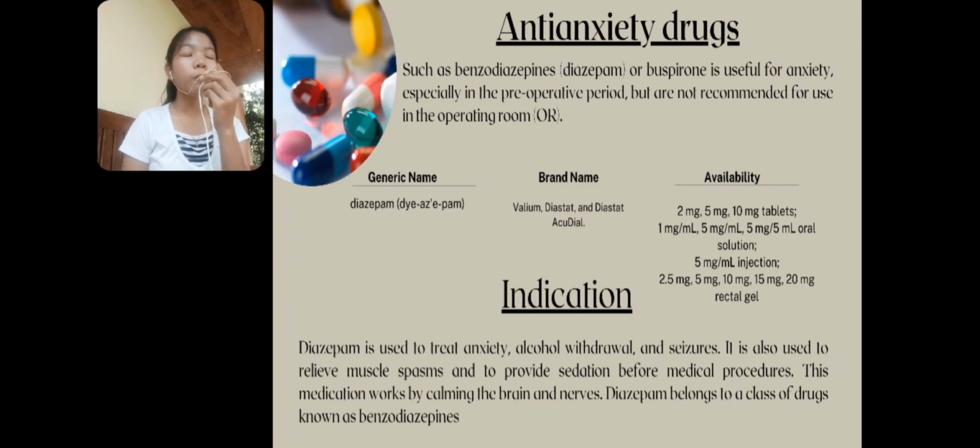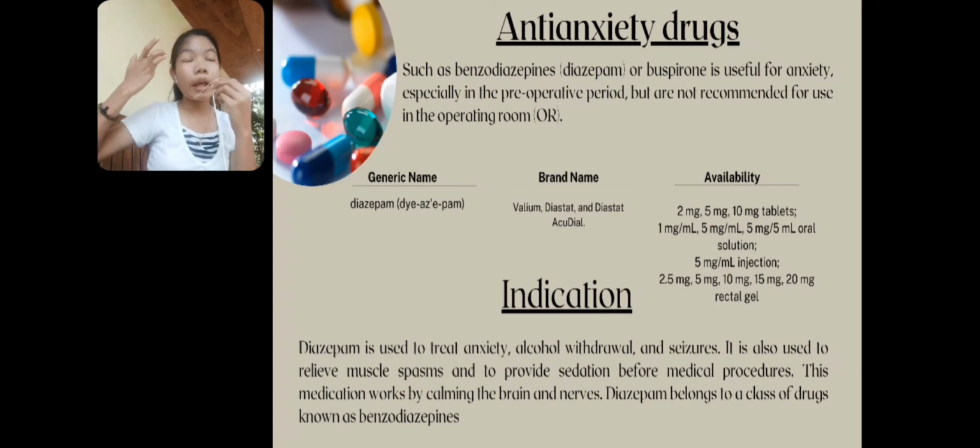So benzodiazepines are a group of medications that help reduce anxiety and make it easier to sleep. They are also used as a muscle relaxant to induce sedation. So the indication: diazepam is used to treat anxiety, alcohol withdrawal, and seizures. It is also used to relieve muscle spasm and to provide sedation before medical procedures. This medication works by calming the brain and nerves. Diazepam belongs to the class of drugs known as benzodiazepines.